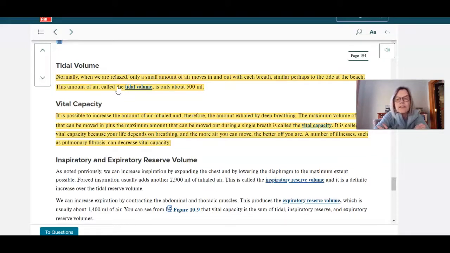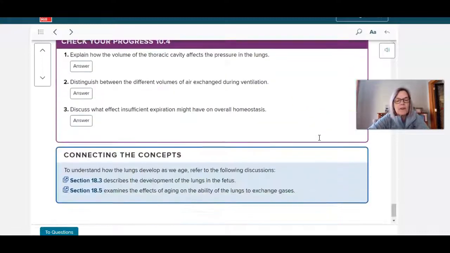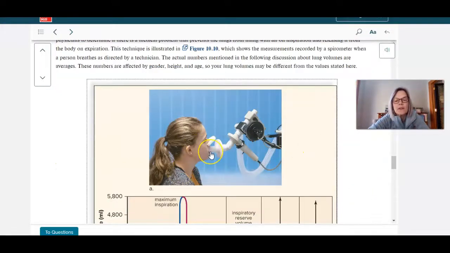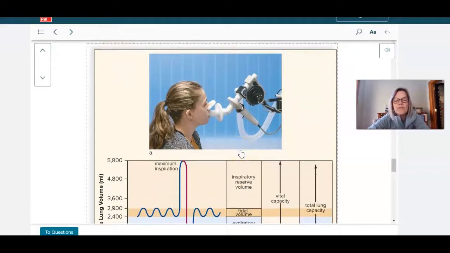The number that's probably the most important in evaluating the health of your lungs is called vital capacity. Vital capacity is the maximum amount of air that can be moved in plus the maximum amount of air that can be moved out during a single breath. If you were going to measure your vital capacity, you would first take the deepest breath you can, and then breathe all of that out. There's a piece of equipment called a respirometer where you can measure that vital capacity.